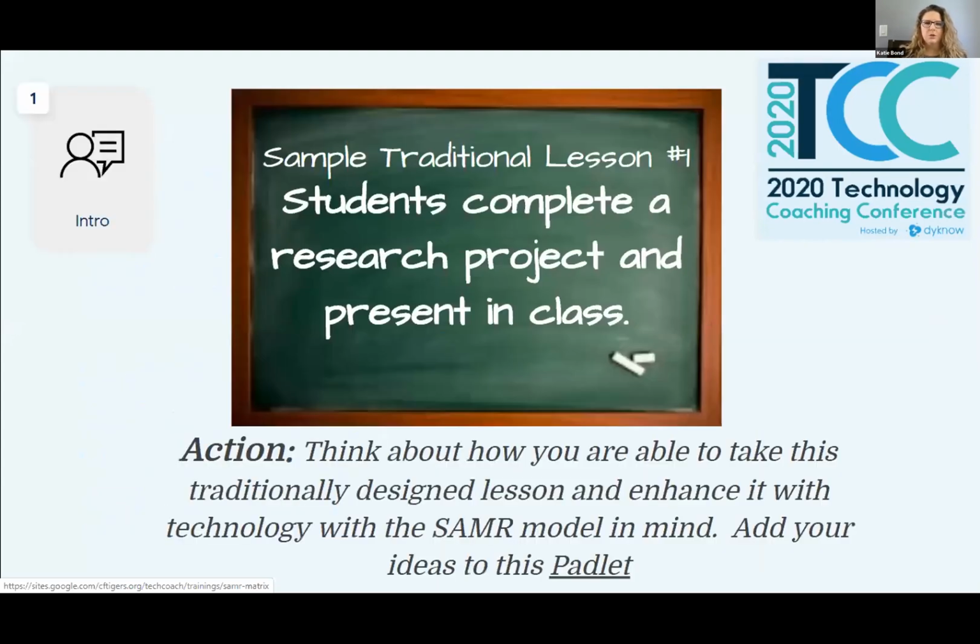Okay, so we had our teachers really think about that themselves, and then we wanted them to practice without even thinking about the lesson that they intended to make before the end of the session. We wanted them to practice with just regular, simple, common lessons, and think about what they would do with that lesson. So students complete a research project and present in class. We had them think about it and talk about it with people around them if they wanted to.